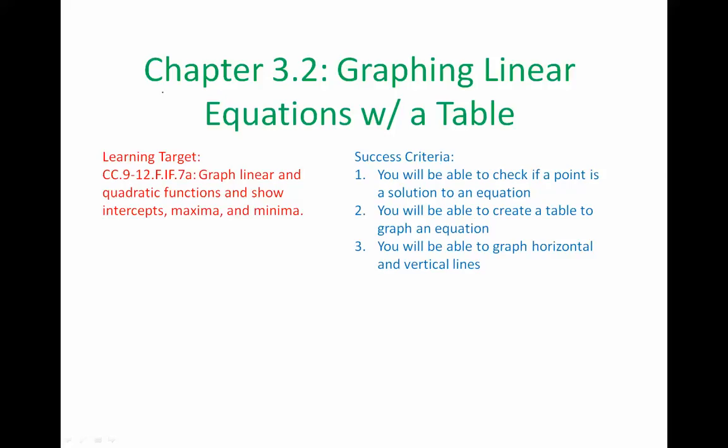3.1, which we skipped, has some stuff about plotting lines. If you need help with that, I suggest Googling how to plot just a couple points. We're going to jump straight into graphing a linear equation with a table.